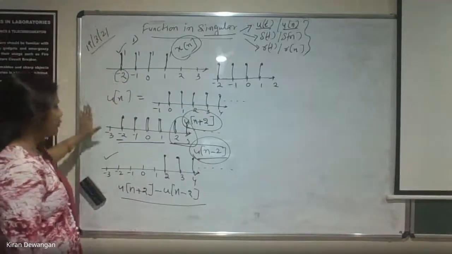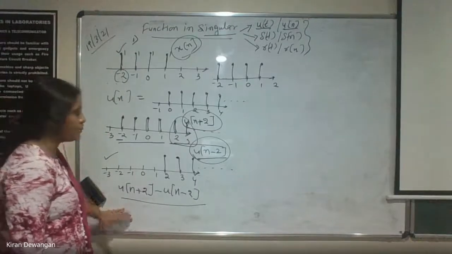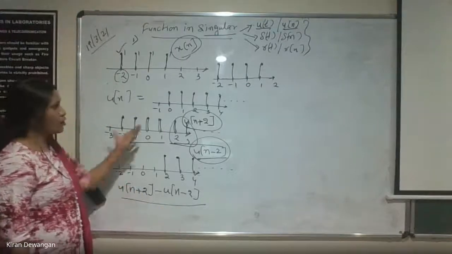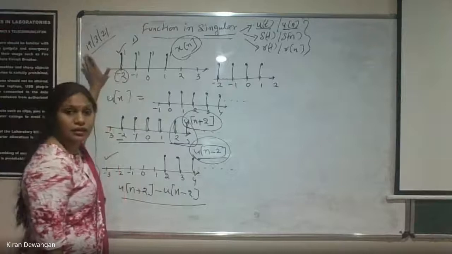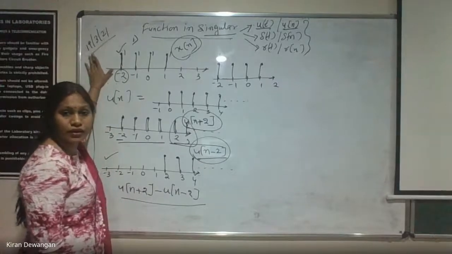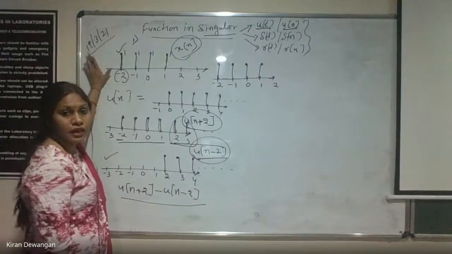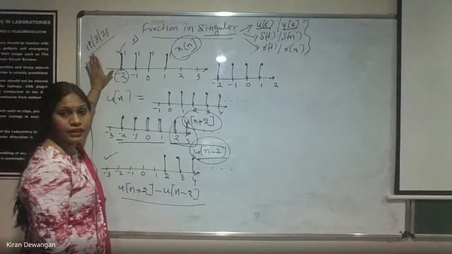Clear? So if we subtract u of n plus 2 and u of n minus 2, that is u of n plus 2 minus u of n minus 2, the plot will be this one. Is this part clear to you everyone or not? Yes, reply. If this part is not clear, I cannot proceed further because this is very simple. बहुत ही simple था ये.